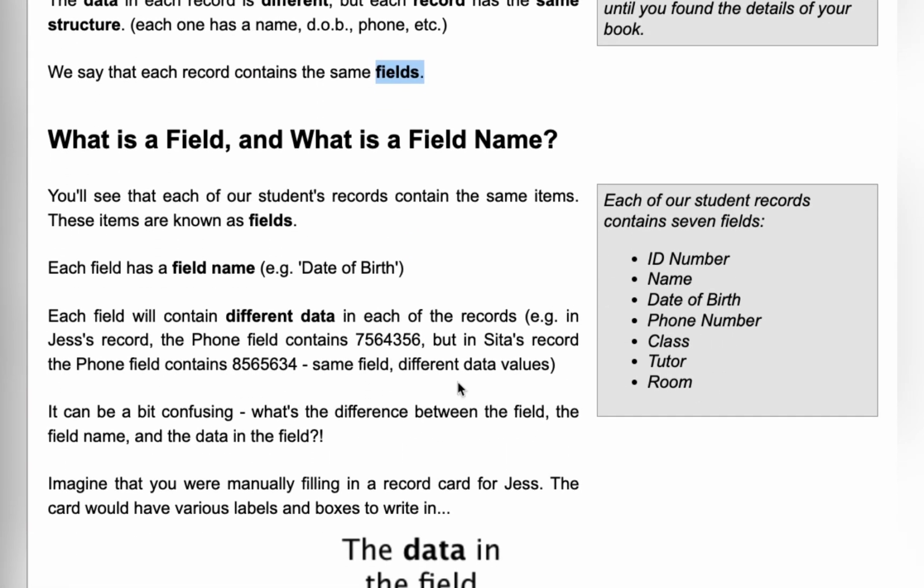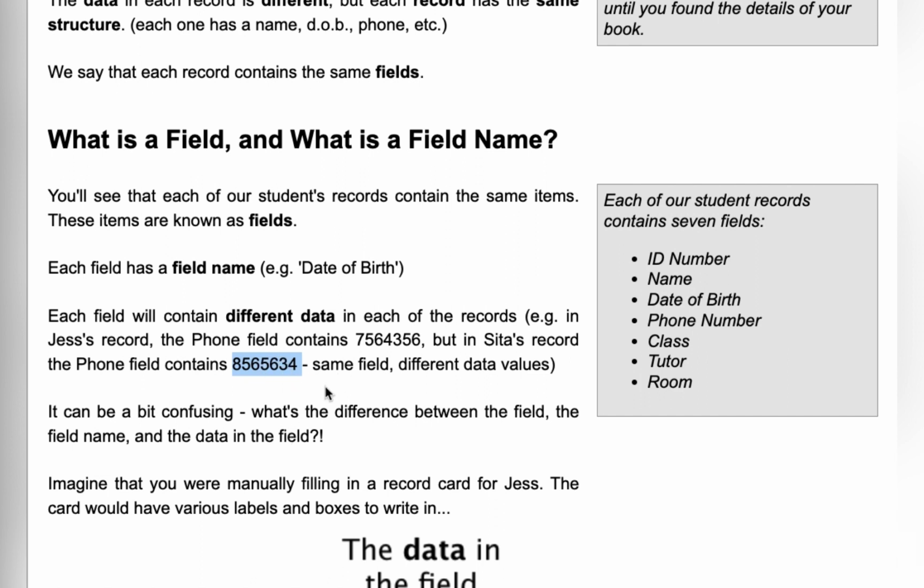And different data has to go in because each card belongs to a different student. You say a card for simplicity, or you say a record. Each record belongs to a different student. So each field contains different data in each of the records. If you open each record, it will contain different data because they belong to different students. Now if you look at Jess' record, the phone field is 7564356. If you look at Hama's phone number, it's going to be different. It's not the same as Jess' phone number. So the data is different, even if they're on the same field.